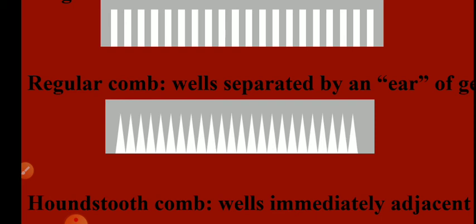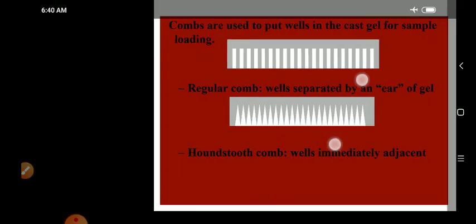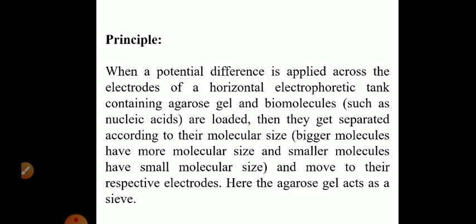Okay, so it's a rectangular cavity, a type of well dug out where you load the sample. So you use a comb. Now let us discuss in detail about agarose gel electrophoresis. Earlier I have sent you a video on how agarose gel electrophoresis is performed for practical purposes. You can go through that video also. So, what is the principle of agarose gel electrophoresis?